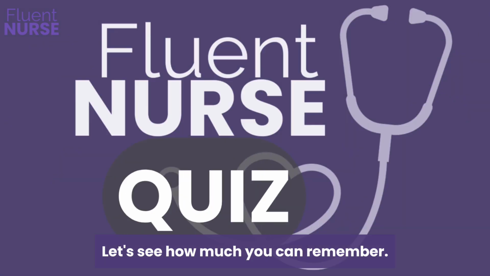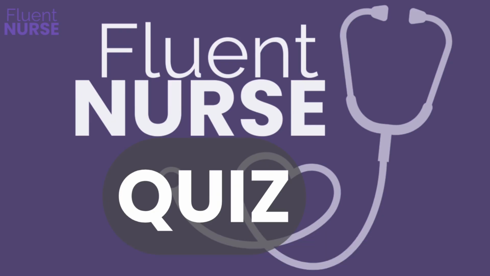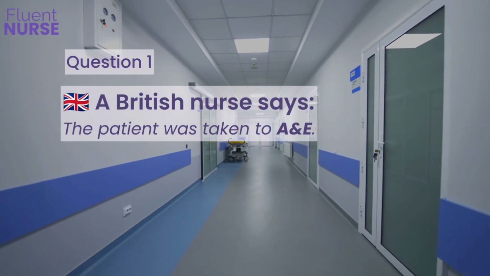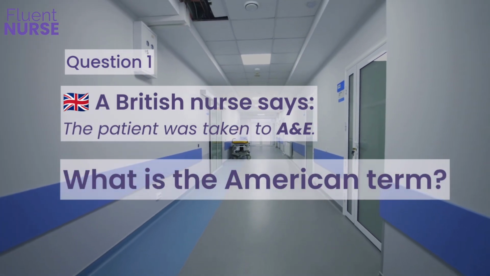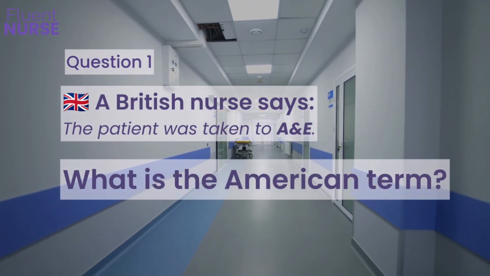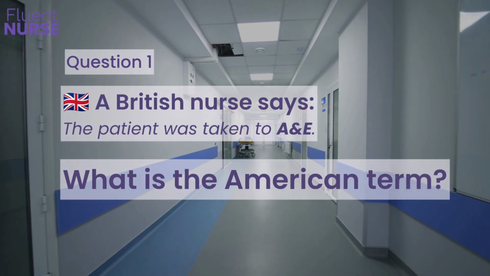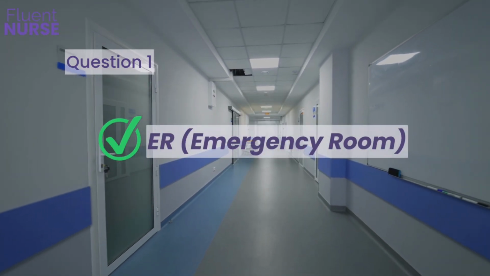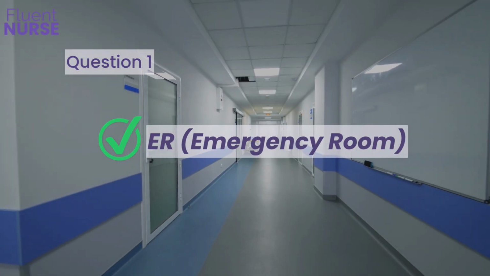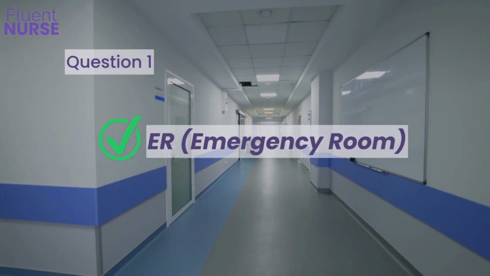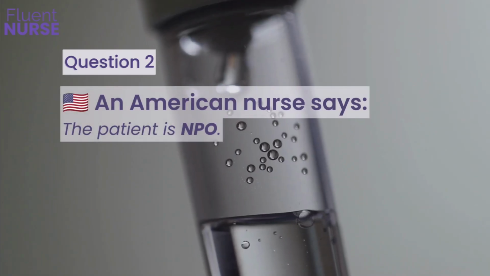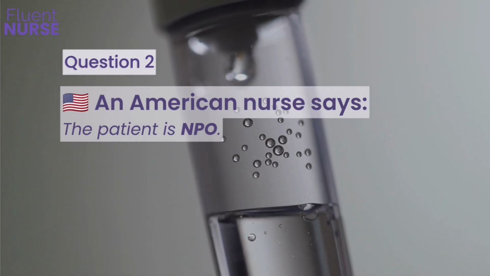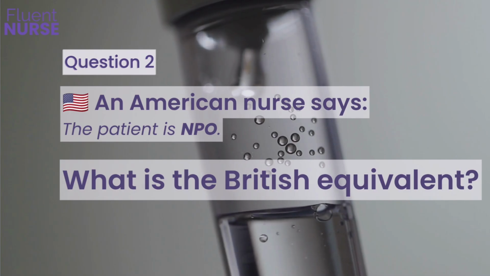Let's see how much you can remember. A British nurse says the patient was taken to A&E. What is the American term? ER, or emergency room. An American nurse says the patient is NPO. What is the British equivalent?